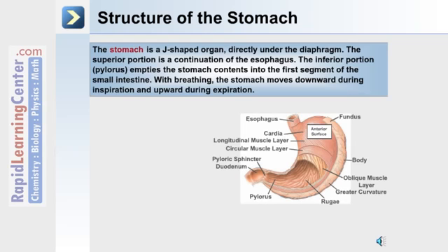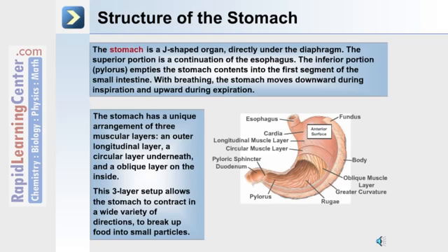The stomach is a J-shaped organ, and it lies directly under the diaphragm. Its superior portion is a continuation of the esophagus, and the inferior portion continues with the first segment of the small intestine. When breathing, the stomach moves downward during inspiration and upward during expiration. The stomach has a unique arrangement of three muscle layers: an outer longitudinal layer, a circular layer, and an oblique layer on the inside. This three-layer setup allows the stomach to contract in a wide variety of directions for mixing and mechanically separating food.